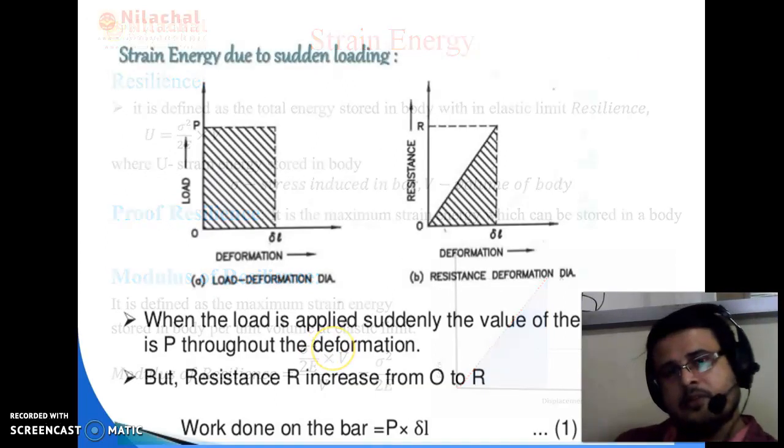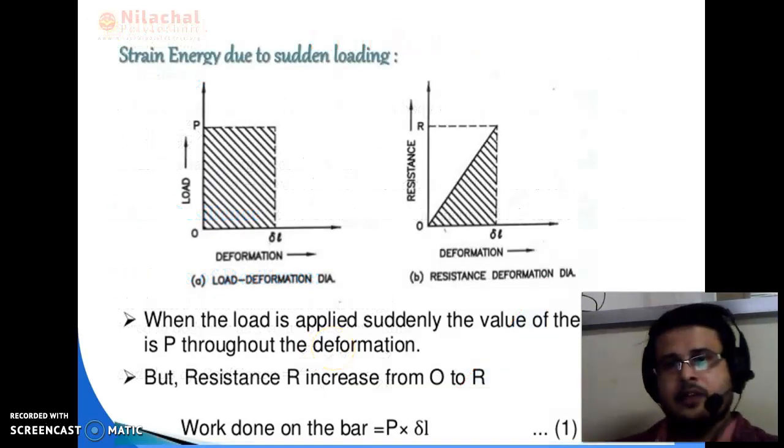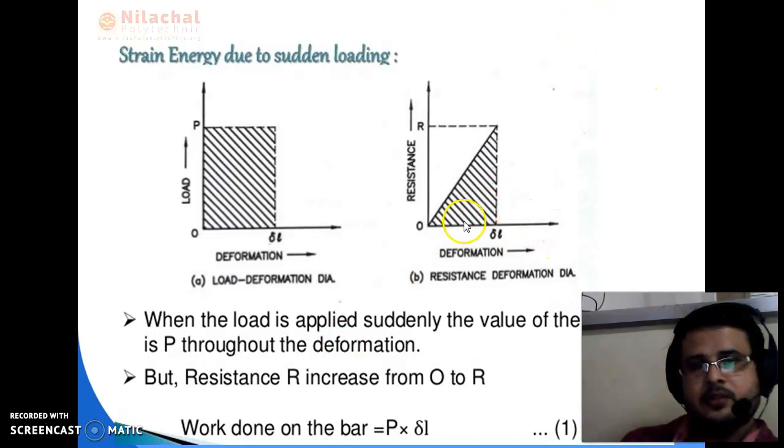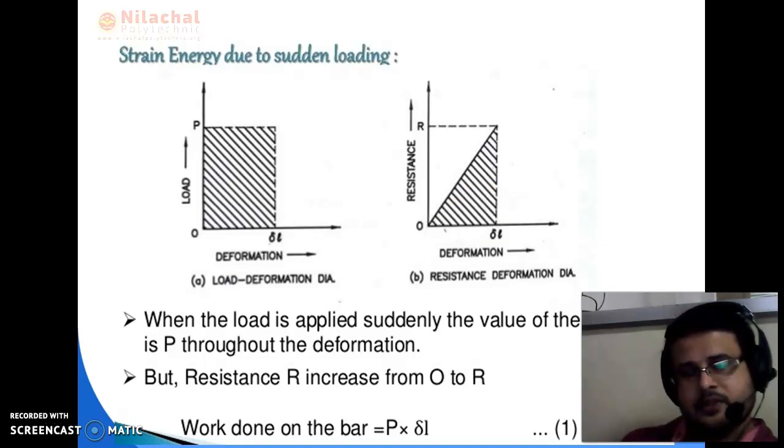Next, we have to study how to calculate the strain energy in case of suddenly applied load. In case of gradually applied load, we increase the magnitude of load gradually from 0 to the maximum value, and you have observed that a triangle is produced in the graph, and the triangular area gives us the strain energy stored in the body.